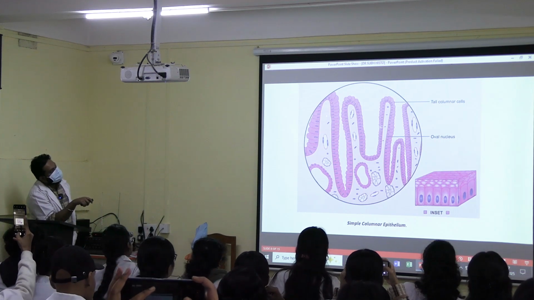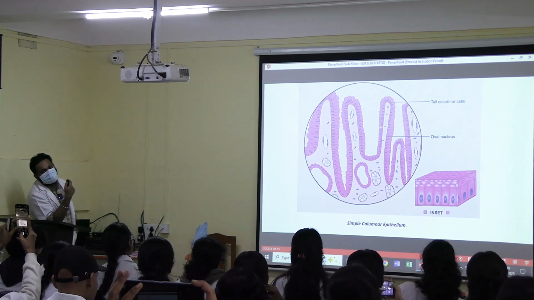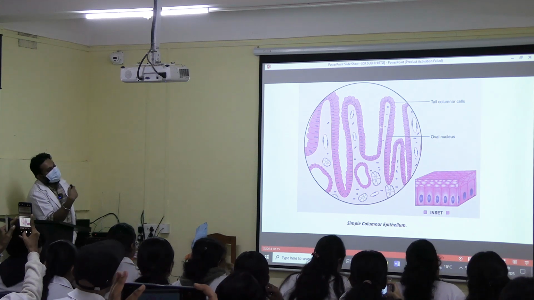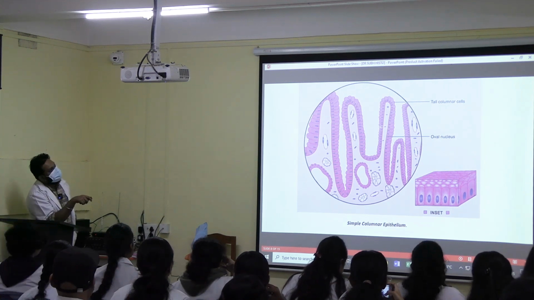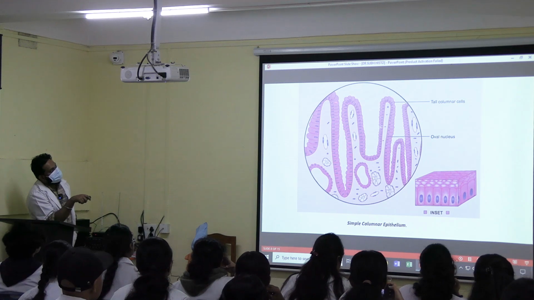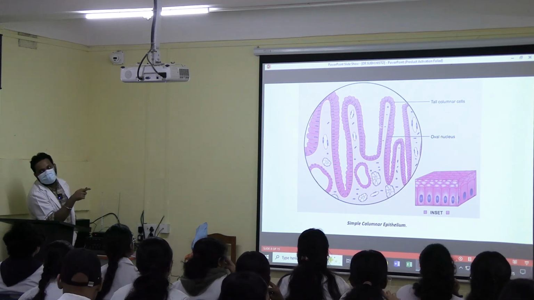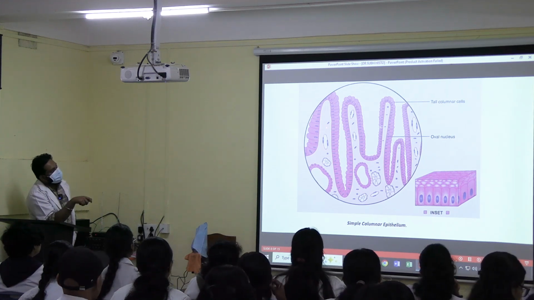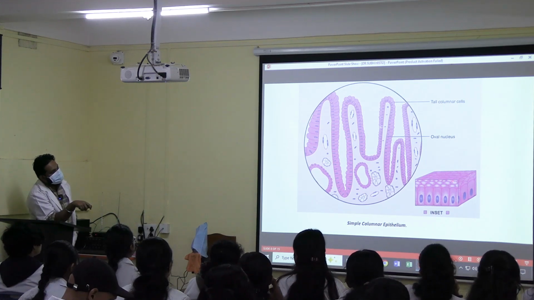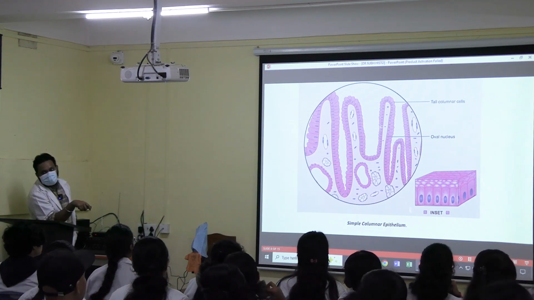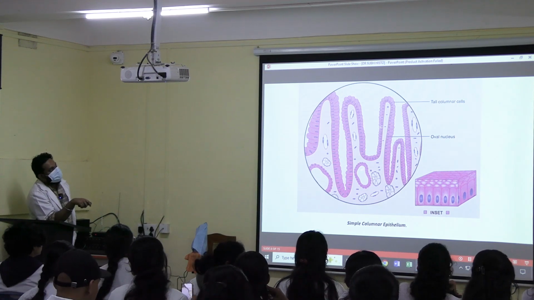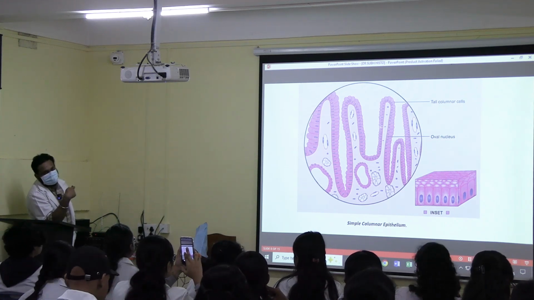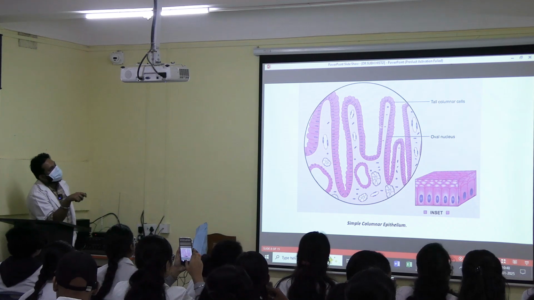See, these are the simple columnar epithelium. Height more than length. Nuclei are arranged in the basal region. What's the shape of the nuclei? Oval shaped. No need to draw that inside portion. This one you have to make. Tall columnar cells, oval nuclei.